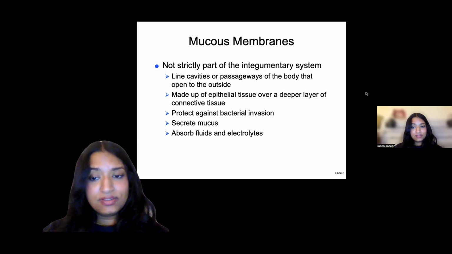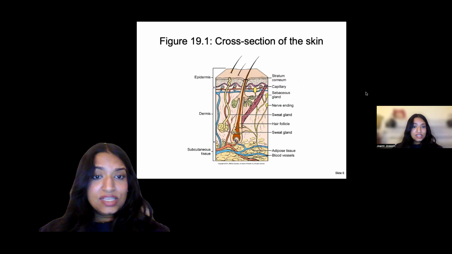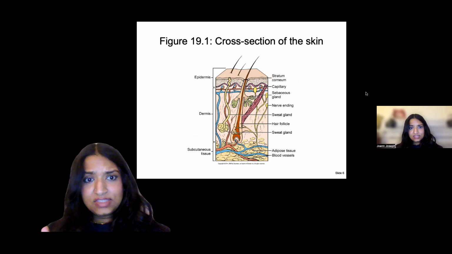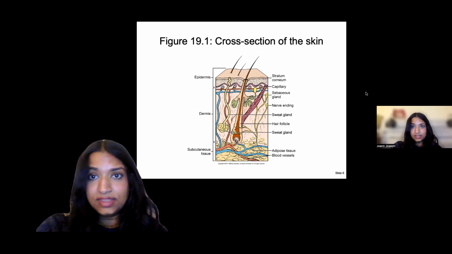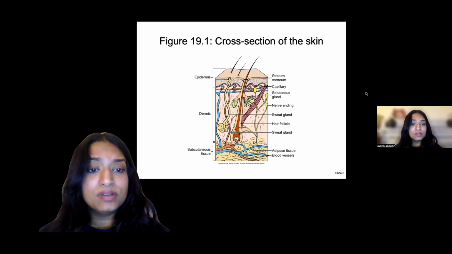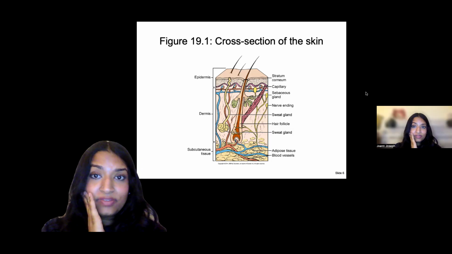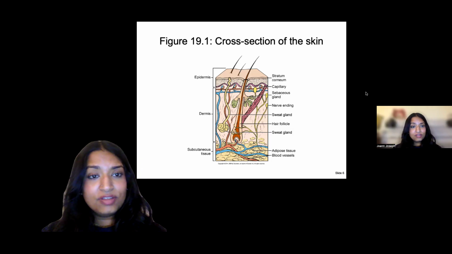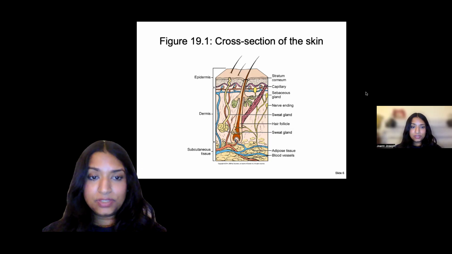So this is just a visual that you can take a look at to see the different layers. I think it's really important to visualize how the skin looks, and it's very helpful to have these types of diagrams. Epidermis is at the top. Think of epi, the prefix meaning on top or above. Then you have the dermis, the under layer, and then subcutaneous tissue.